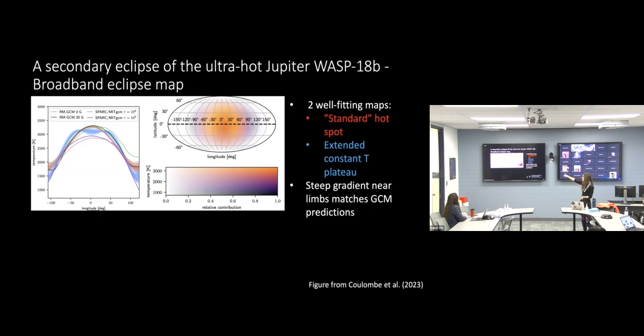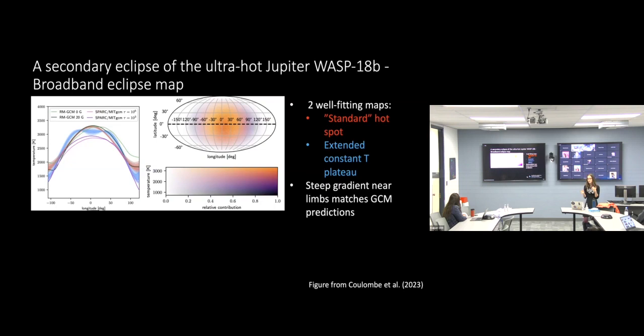And then on the left-hand side here is a trace showing the latitude averaged longitudinal temperature distribution. The red and blue are two different solutions that fit this data set well, and then it's compared to several GCMs, which are all of the other solid lines.